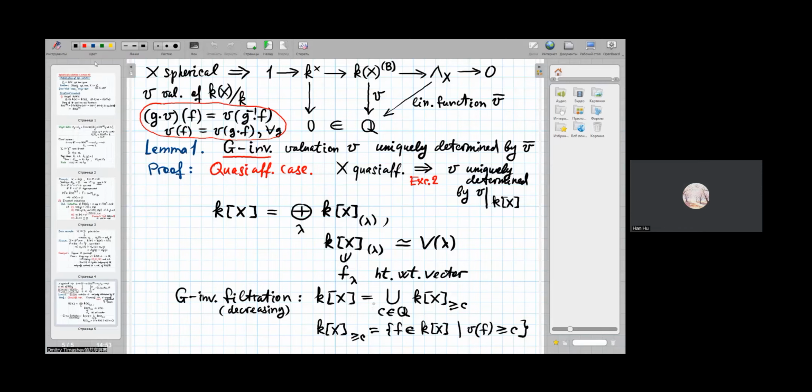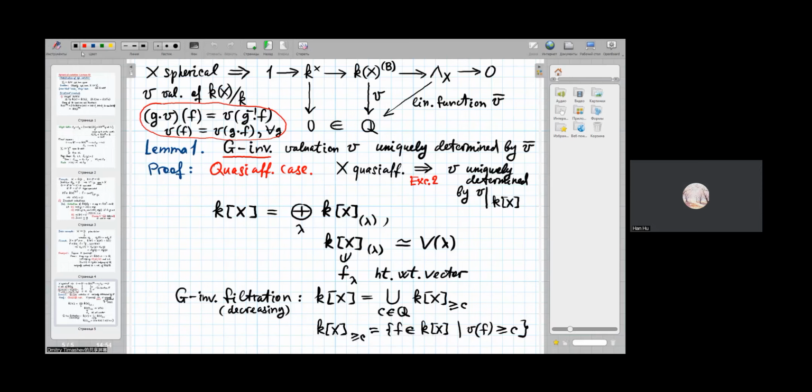Okay. So we get this descending, decreasing filtration, and this filtration is G-invariant because evaluation V is G-invariant because of this property here. So these subspaces are G-stable.